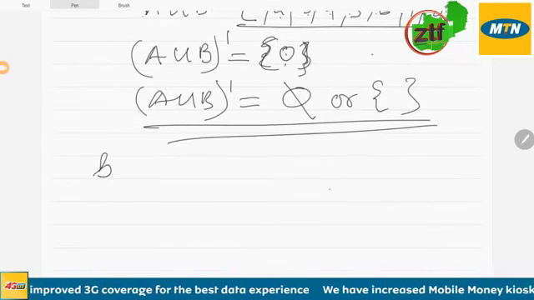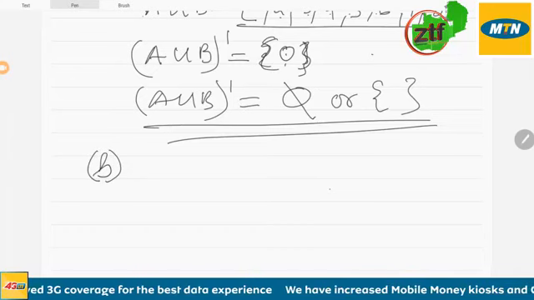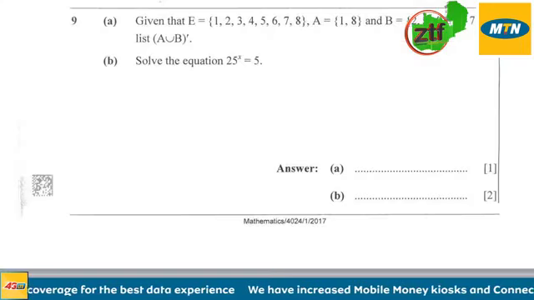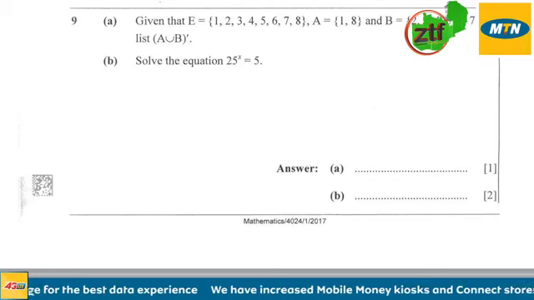Question part B states, solve the equation 25 raised to power x equals 5.